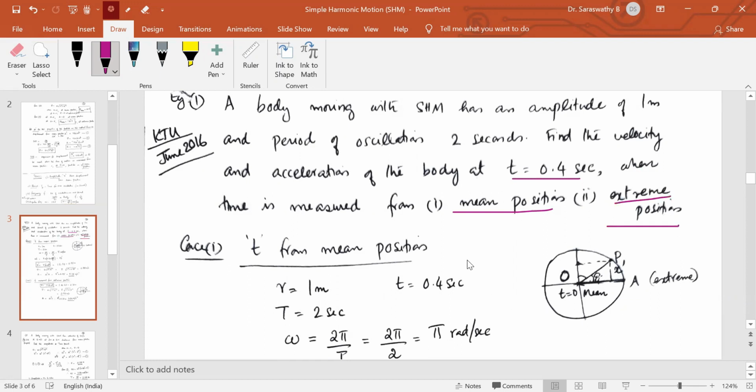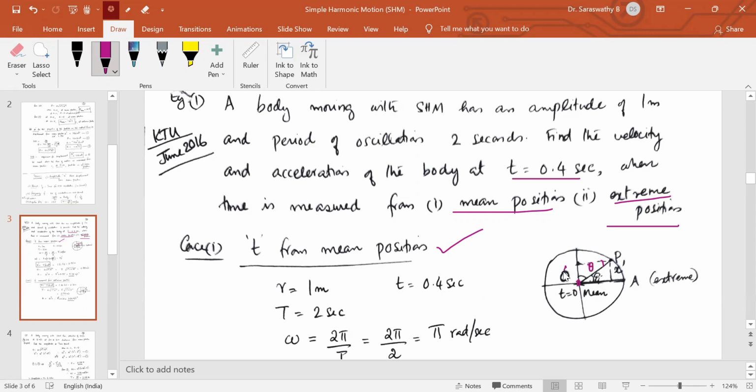So let us see case 1, the time is measured from mean position. So when the particle is here, the time t is equal to 0. So we have to consider the point P, and we consider this vertical diameter, and accordingly this is theta.